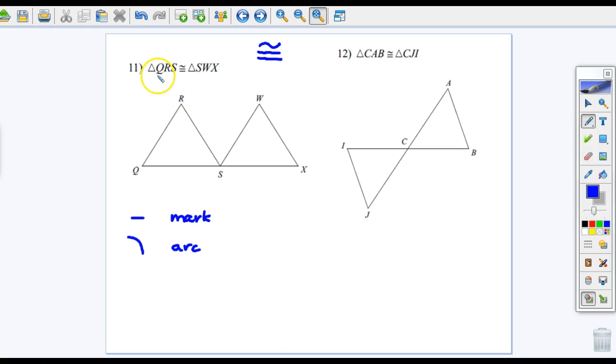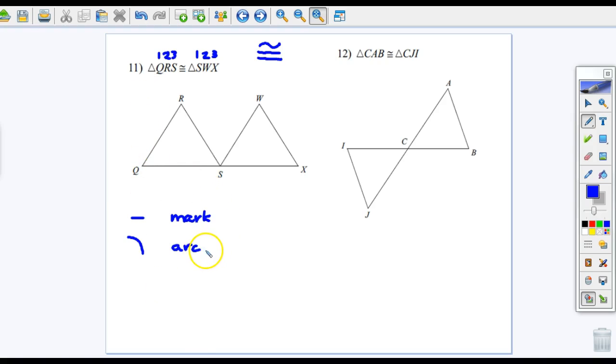And I like to follow the order of the statement. So this tells me that angle Q is my first angle, angle R is my second angle, and angle S is my third angle. So in this triangle, I have angle S, angle W, and angle X. So those numbers are going to tell us how many arcs each angle is going to have.